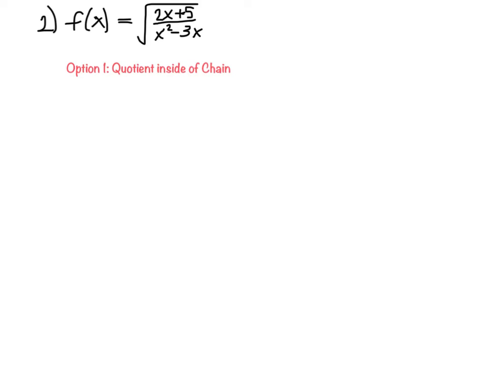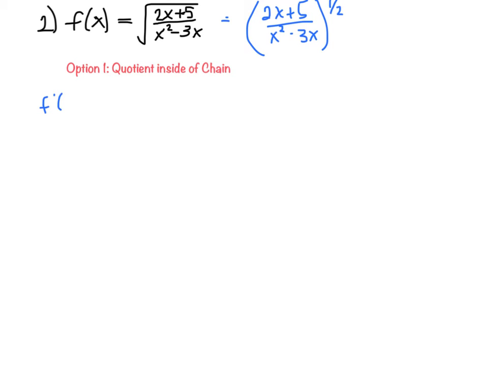Okay, so the first one I wrote down is option 1, quotient inside of chain. And the reason I wrote it like that is because I want you to see it as writing it as the quotient 2x plus 5 over x squared minus 3x all to the 1/2. So here we have a chain rule clearly because we have this big thing to the 1/2, but then inside that, when we get to the derivative of the inside, we will have to be using the quotient rule. Okay, so let's go ahead and get started.